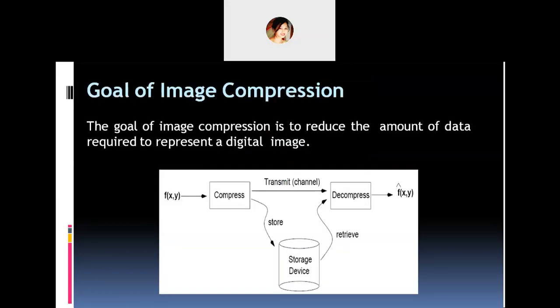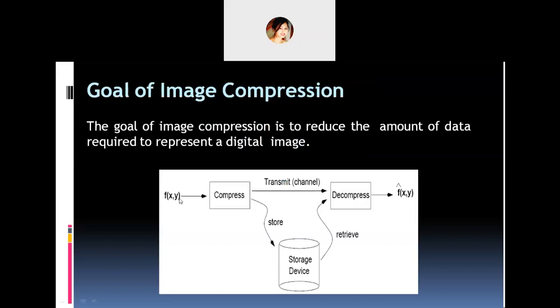So why do we use image compression? Its main goal is to reduce the amount of data, and it only represents those data which are necessary. The rest it hides or just deletes. Do you remember this?